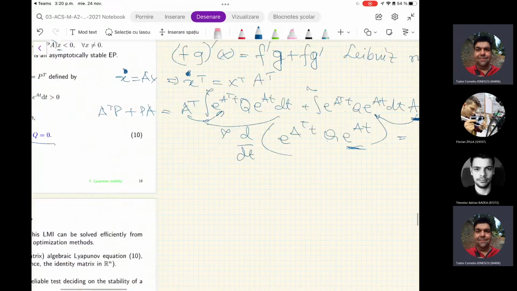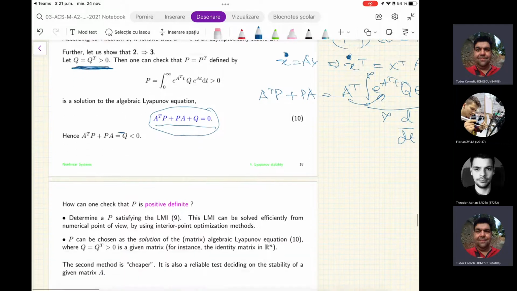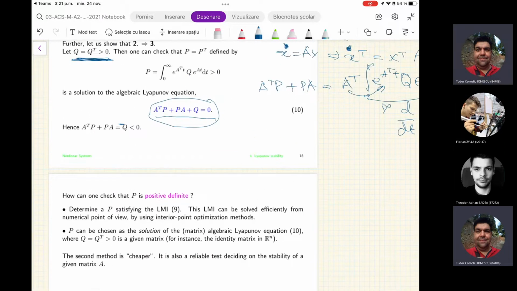So this is very true. So this is a solution. Uniqueness is a bit complicated, but it's true that 2 implies 3. Now, how can you check that P is positive definite? That's another question. It's because of this integral and because Q is symmetric and positive definite. You can help yourself doing that.